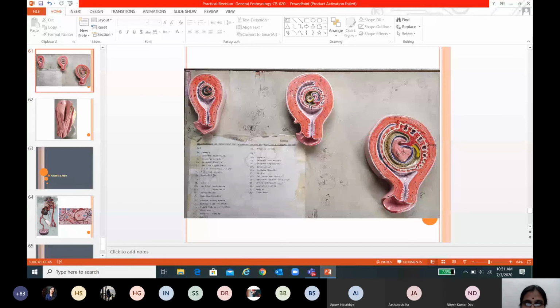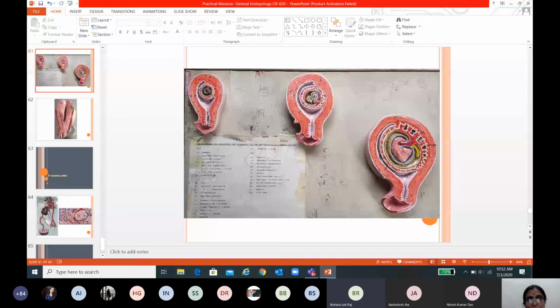Lokraj Bohra, are you there? Yes, ma'am. Identify the green color cavities. Chorionic cavity, ma'am. Very good. Identify this blue color cavity. Amniotic cavity. Yes. And identify this yellow color cavity and mention its fate. Yolk sac, ma'am. It gives rise to the gut tube.